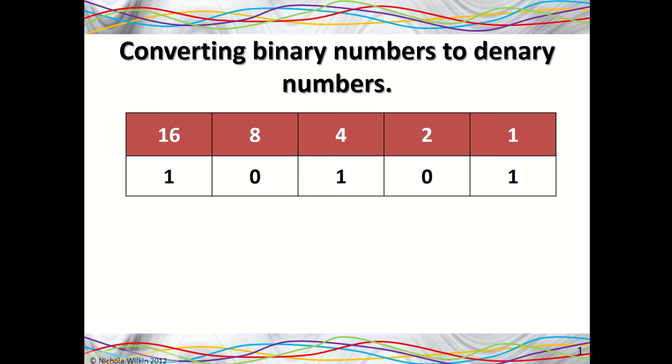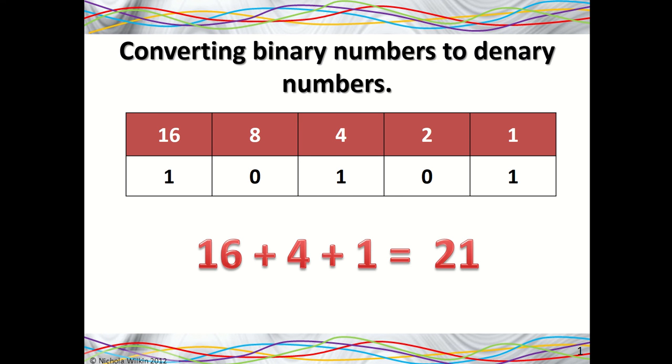We also know that anything times 1 is always the number we're multiplying it by. So 16 times 1 is always 16. So we only have to add up the column headings with a 1 underneath it. So 16 plus 4 plus 1 equals 21.